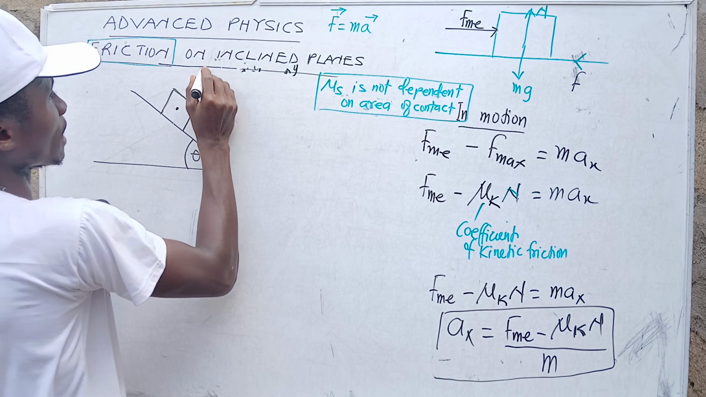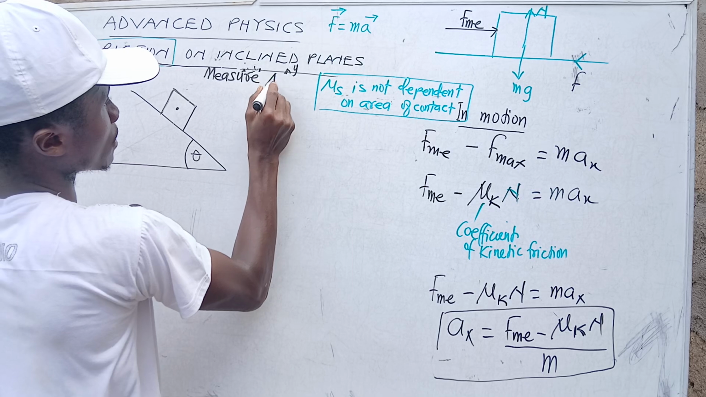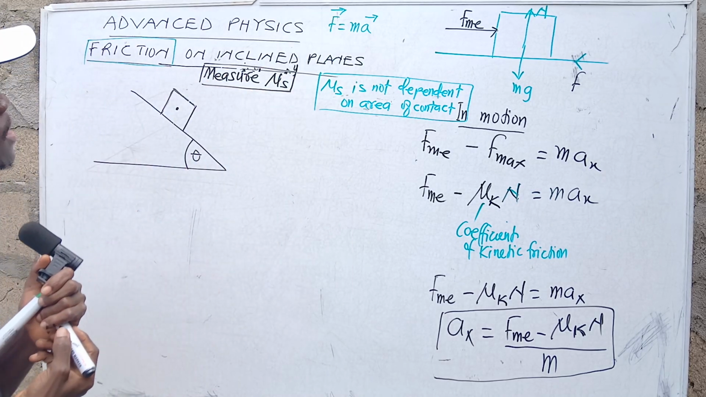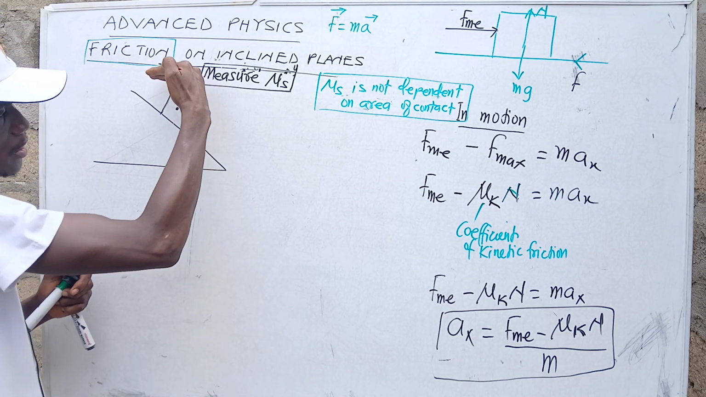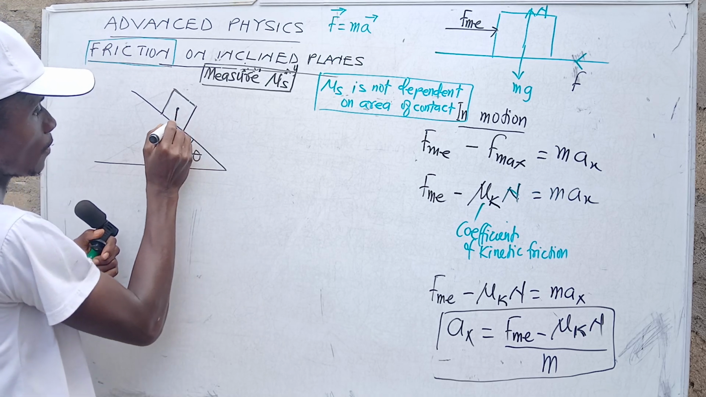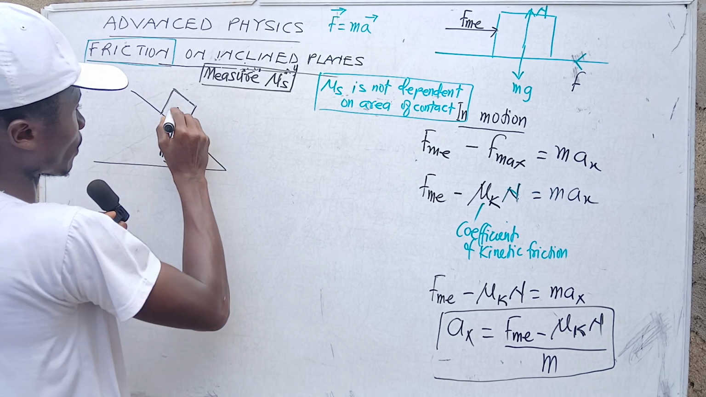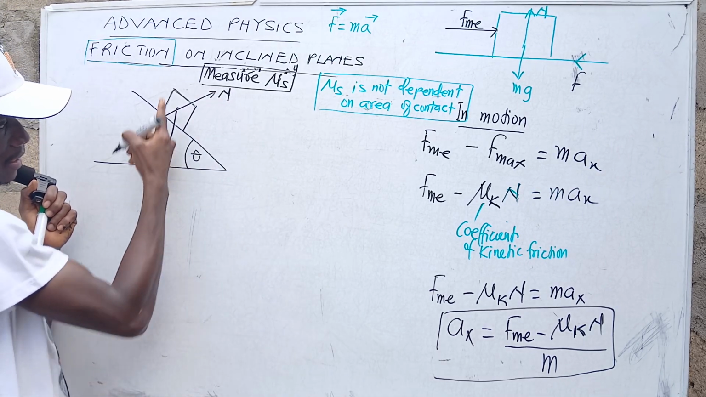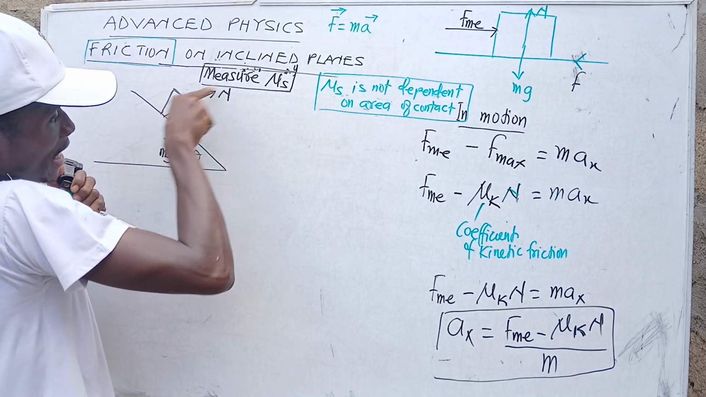So, in order to measure mu s, that is how much frictional force opposes your force. Then, if you put the object on an incline, gravitational pull is still like so. But this time around, the normal reaction is not parallel to mg, but it is in an oblique direction to mg.